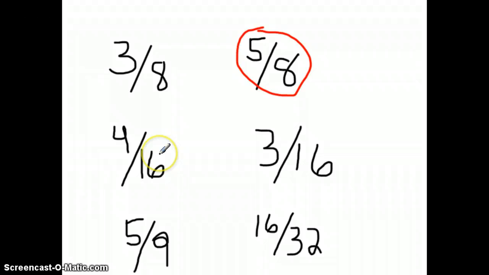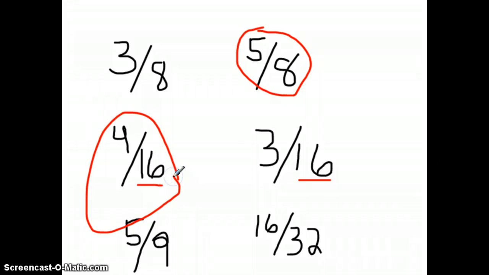If we look at the second example, we have 4/16 and 3/16. Kind of the same deal here. This time we have 16 pieces. And what we're saying is right here we have 4 out of the 16 pieces, and right here we have 3 out of the 16 pieces. Most of us would know that having 4 pieces that are the same size is better than having the 3 pieces out of 16. So 4/16 would be our bigger number.